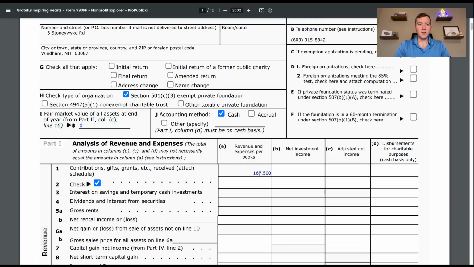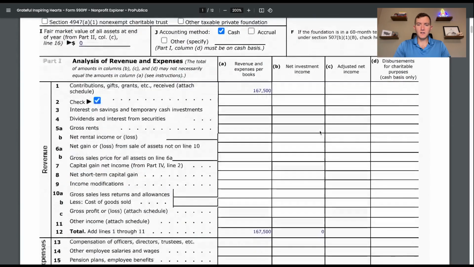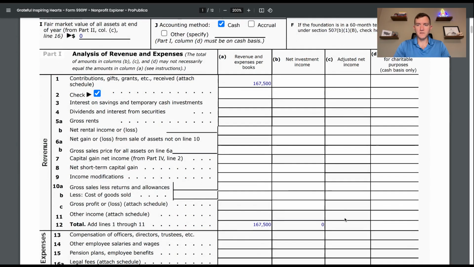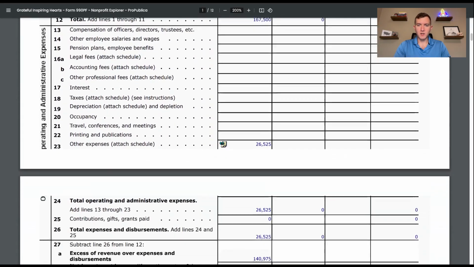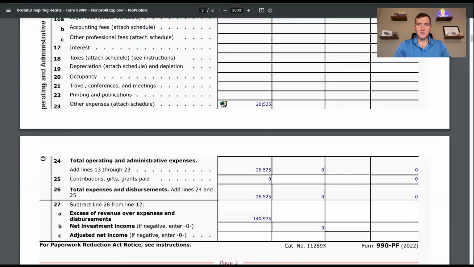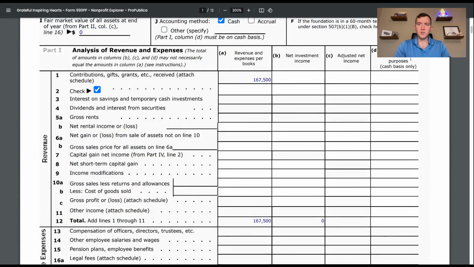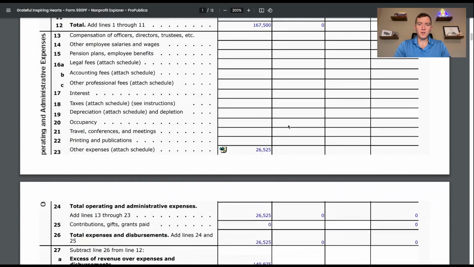And because they gave money, this should not be checked, meaning that we should know who gave this $167,000. We don't see any other numbers here. It is positive that there's nothing in column C, but there should be a little bit more than just being all blank here. Other expenses, likely a good chunk of that would also be in column D, which is for charitable purposes. But we don't see that here.